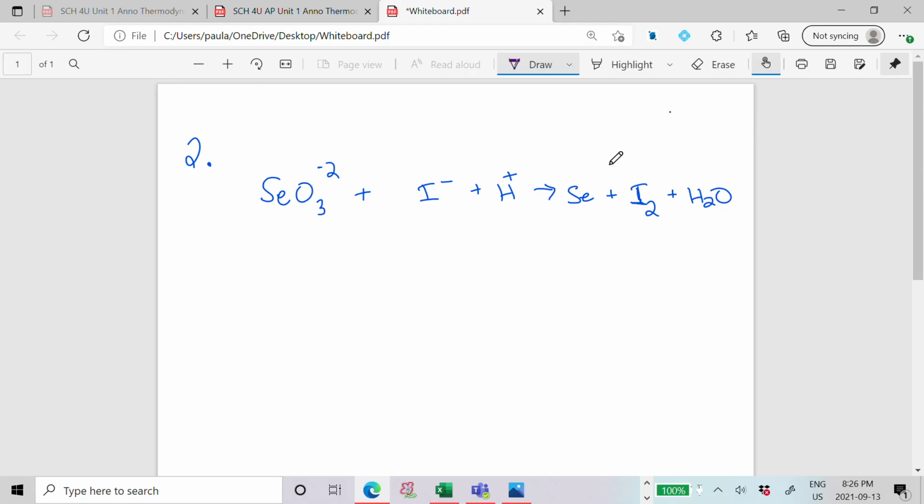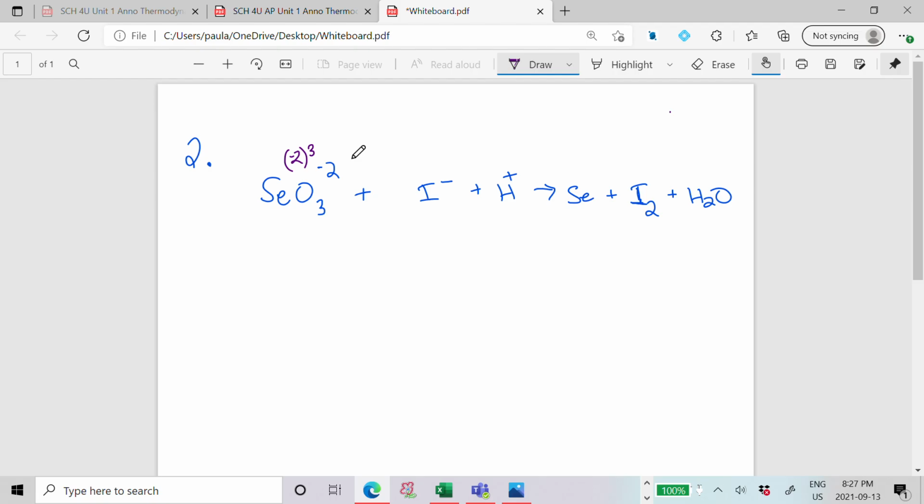So the first thing we want to do to balance this by the oxidation number method is to assign oxidation numbers to each element. Oxygen here is always assigned -2 unless it's paired to something more electronegative than itself, such as fluorine, which is not the case. So each oxygen is -2. There are 3 of them, so this contributes -6.